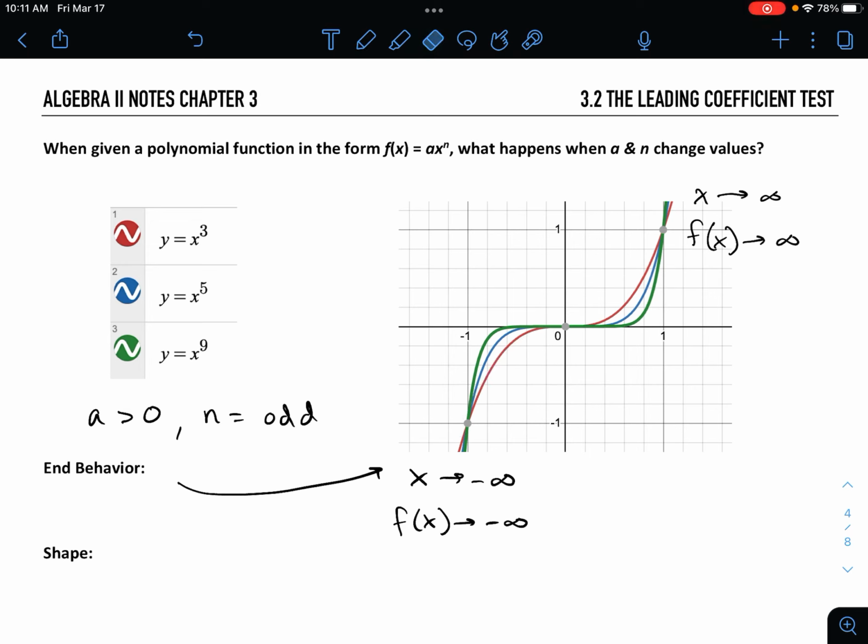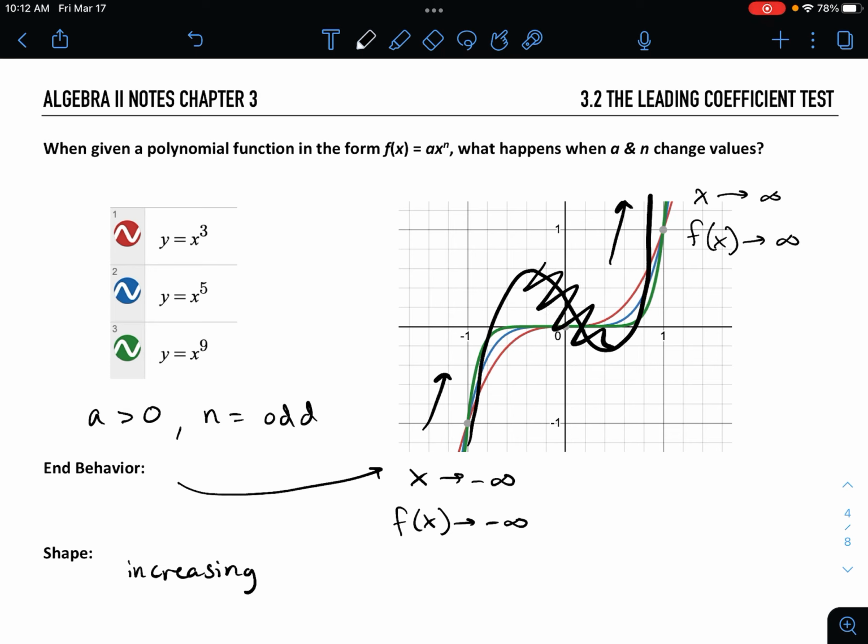So when we look at the shape of this, we are going to say that it is increasing. Now when I say increasing, you could have a cubic function or a fifth degree function that goes like this. So it's not increasing necessarily the entire time, but in general, we start in an increasing pattern. Regardless of what happens in the middle, we know that over time, from the beginning to the end, it is increasing. It'll go up over time. So increasing. And this is because a is greater than 0. So whenever a is positive, it will increase like this over time.